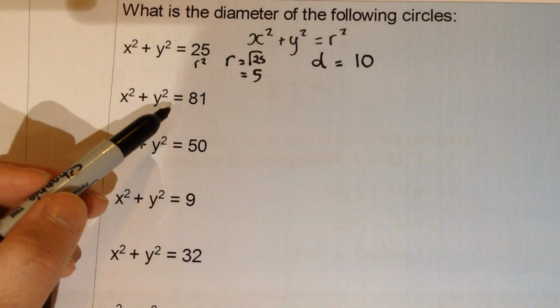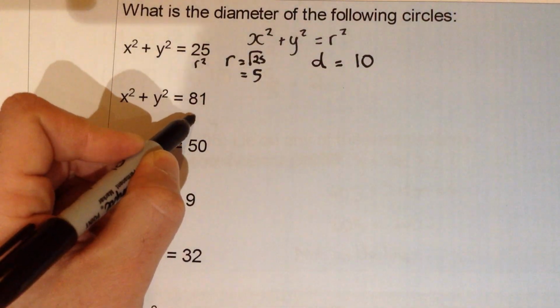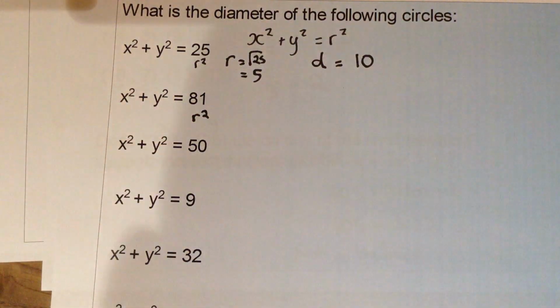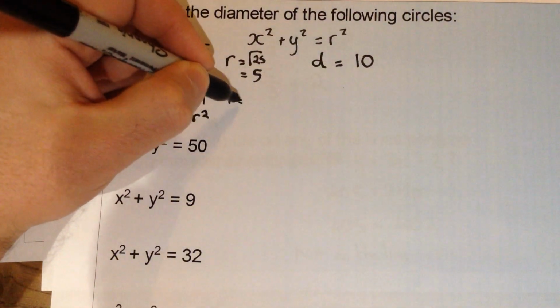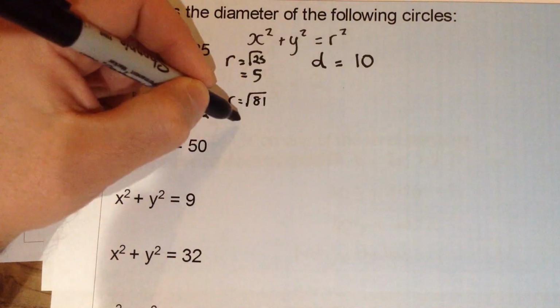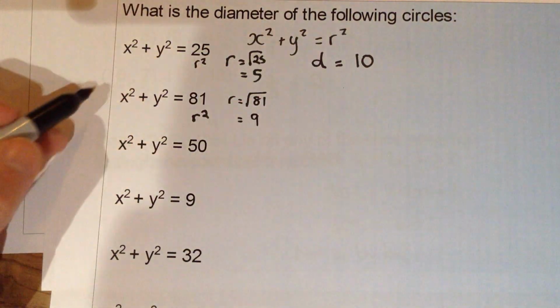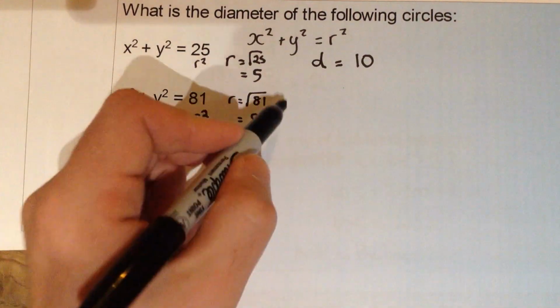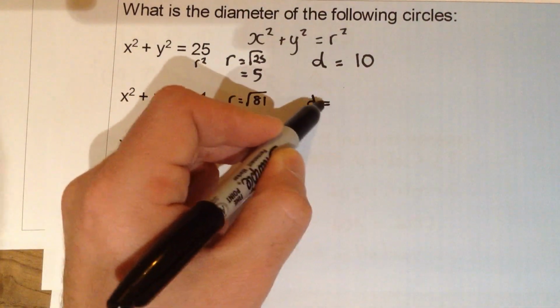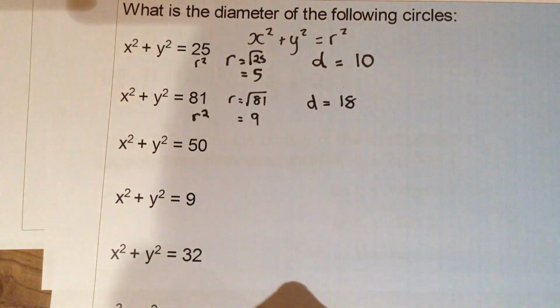If the radius of a circle is 5, remember its diameter is double that, so the diameter would be 10. Same with the next one. r squared is always the number after the equals, so r squared is equal to 81. So the radius here would have to be the square root of 81, and that's 9. So the radius of the circle, shown by this equation, is 9. If the radius is 9, the diameter, remember, is double that, so 18.